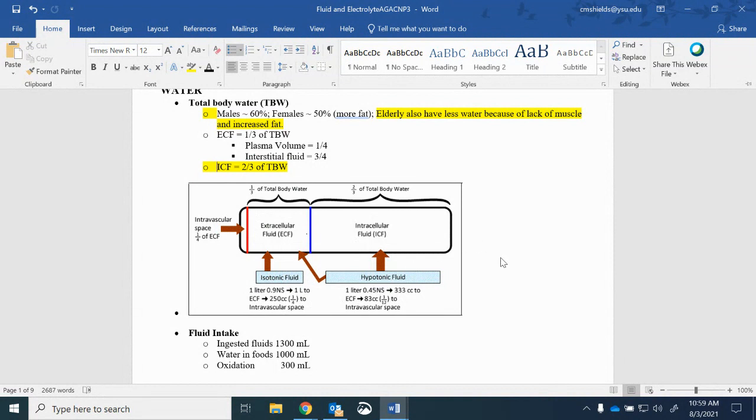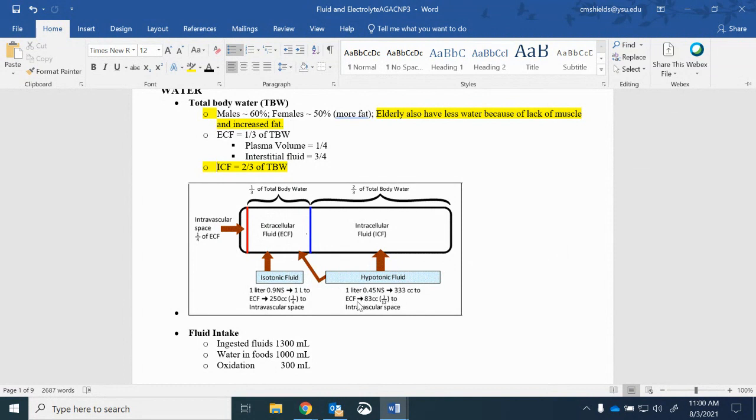But if they have low blood pressure, their hemodynamics are unstable, we have to give them isotonic to fill up their vascular space. So hypotonic IV solution, one being half normal saline, less than isotonic, low tonicity, 1 liter of 0.45% normal saline.